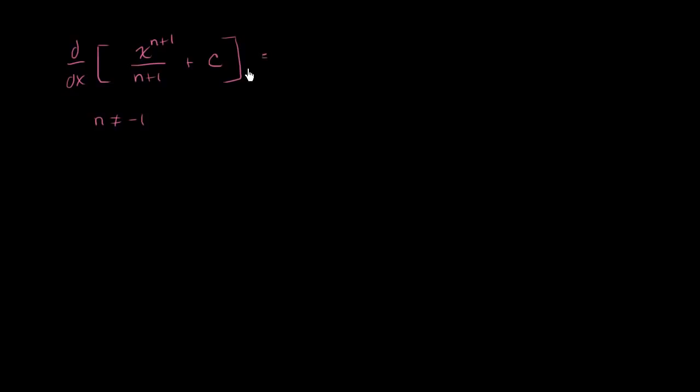So this is going to be equal to, well, the derivative of x to the n plus 1 over n plus 1, we can just use the power rule over here. So our exponent is n plus 1. We can bring it out front. So it's going to be n plus 1 times x to the, instead of n plus 1, we subtract 1 from the exponent. This is just the power rule. So n plus 1 minus 1 is going to be n.